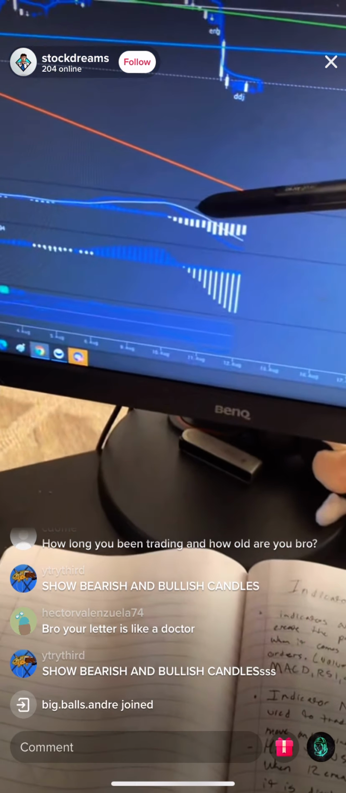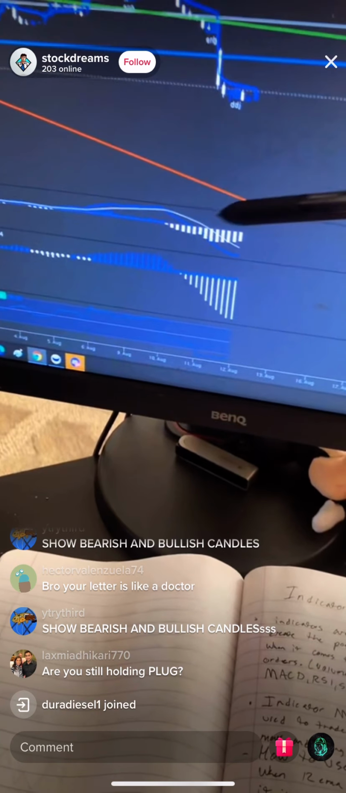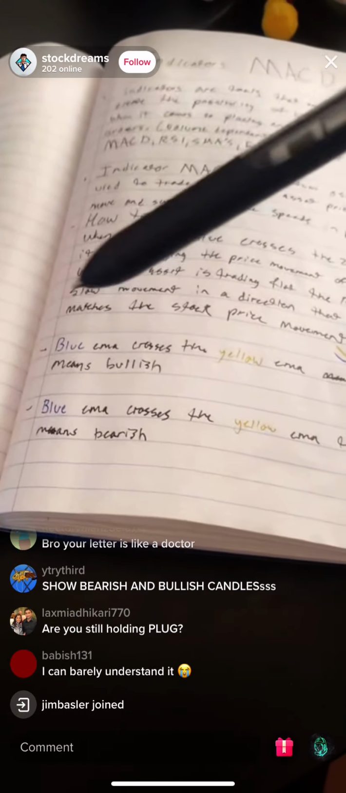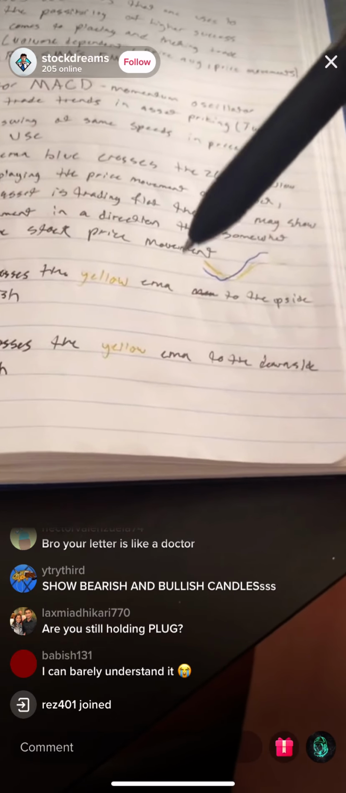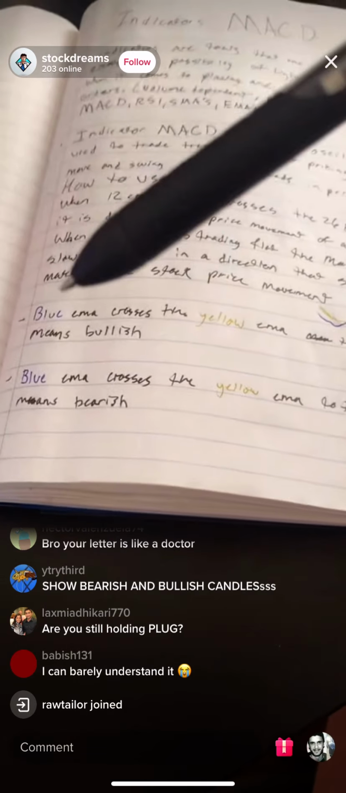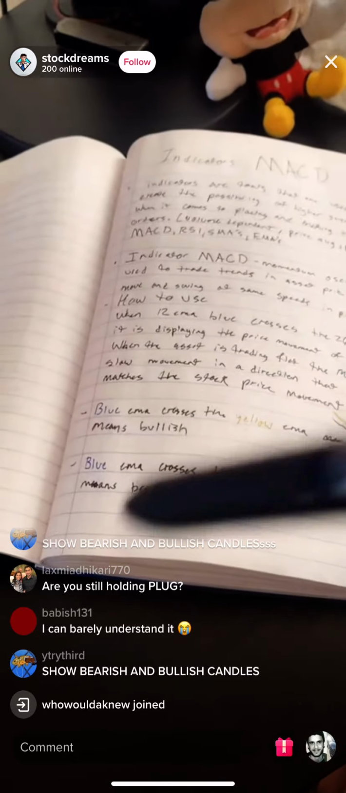Okay, so this is what happens. So mine are a little bit different, but pretend my white line is a yellow line. So when our blue EMA crosses the white line, EMA, it means the price is going to the upside, which is bullish. When the blue EMA crosses the yellow line to the downside, it means that we're going in a bearish trend.